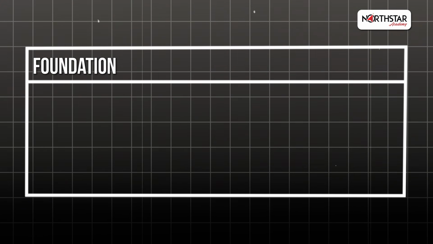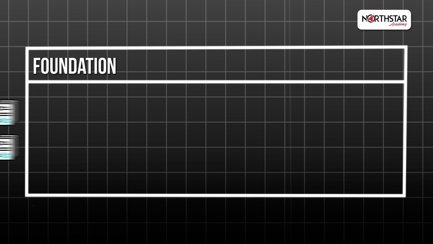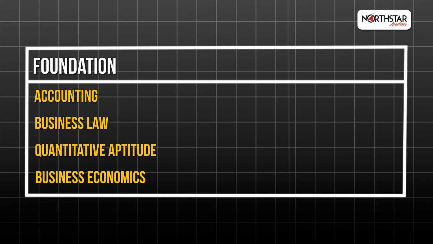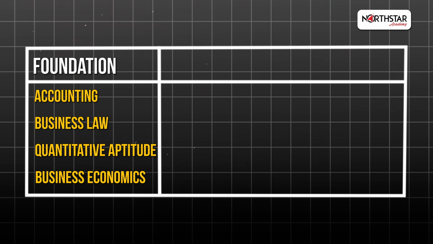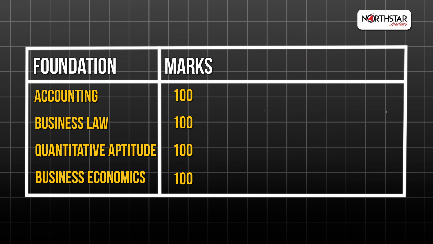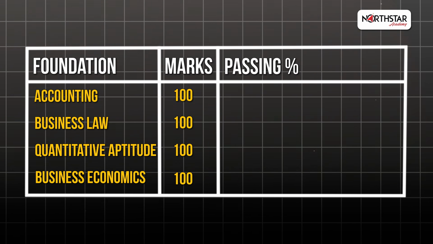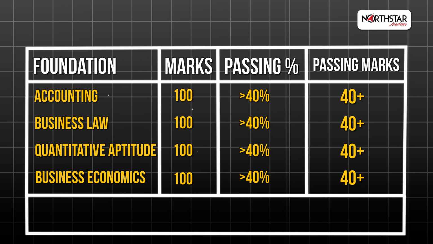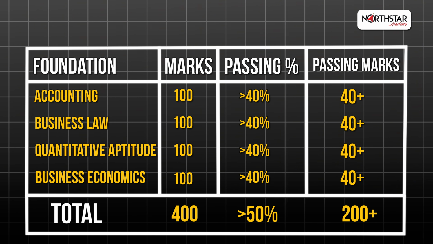In the foundation level, you have 4 papers: accounting, business law, quantitative aptitude and business economics. Each of these papers have 100 marks to be scored. Remember, to be declared pass, you must score 40% individually in each of these papers with an overall score of 200 and above.